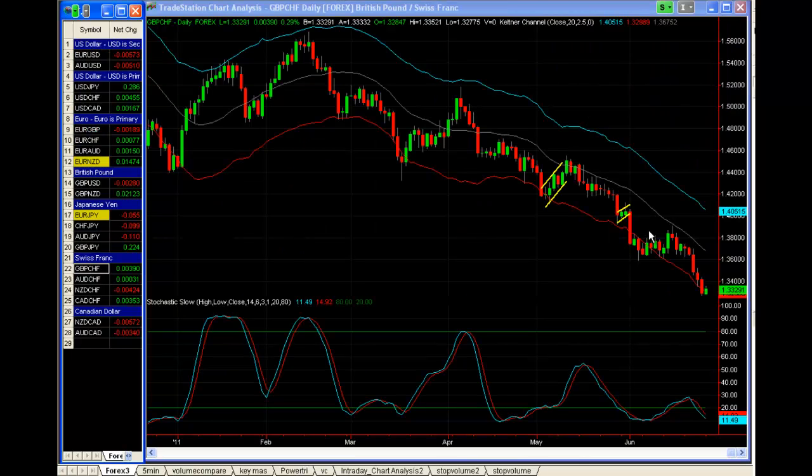Here's the pound Swiss. Okay, lower Keltner here. So do we get a bounce? We did last time, but after a few more days down outside of it.